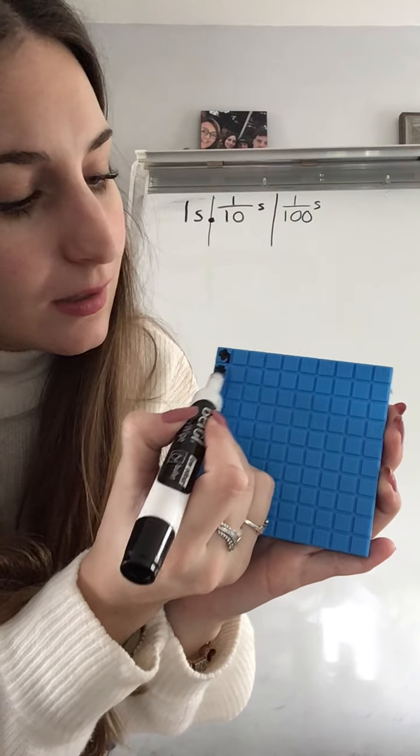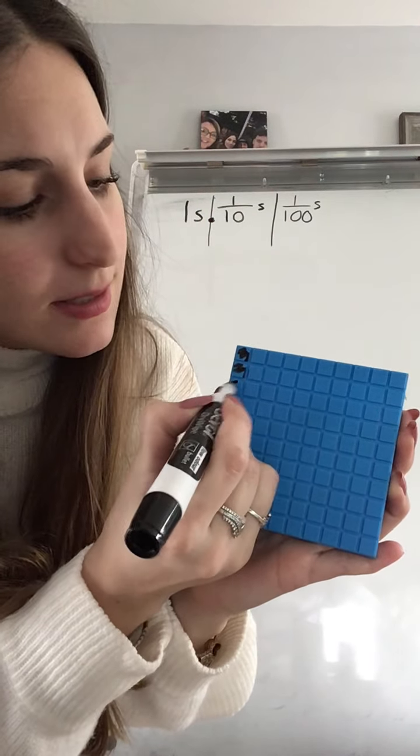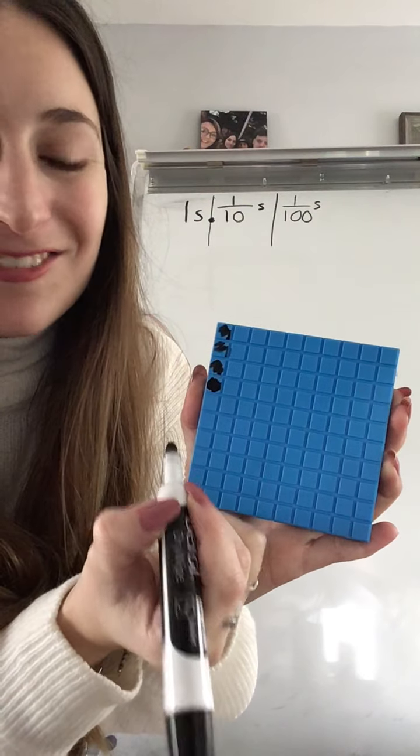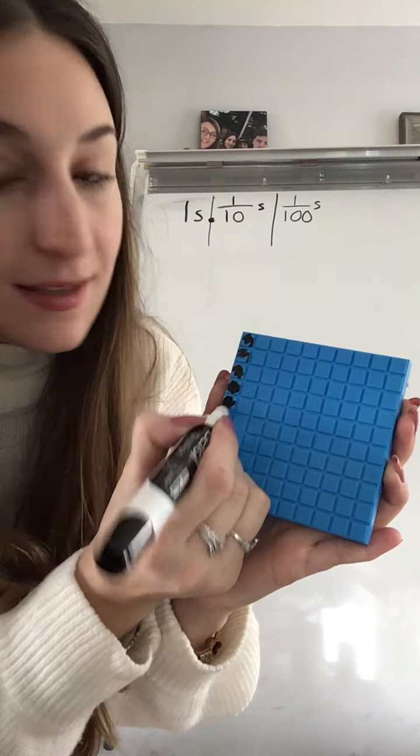100ths, 200ths, 300ths, 400ths, 500ths, 600ths, 700ths, 800ths, 900ths, 1000ths. Can you see? We have 10.